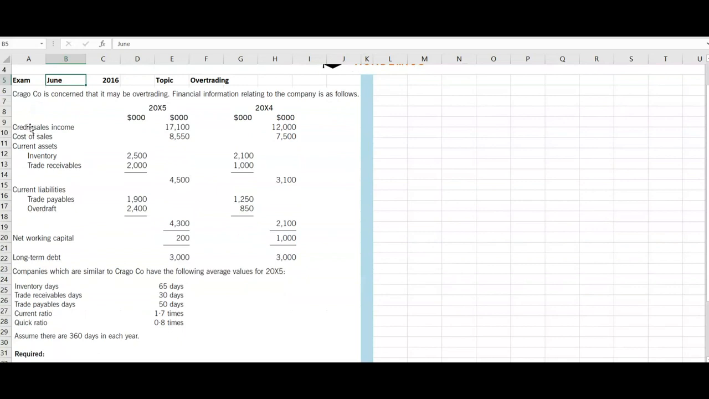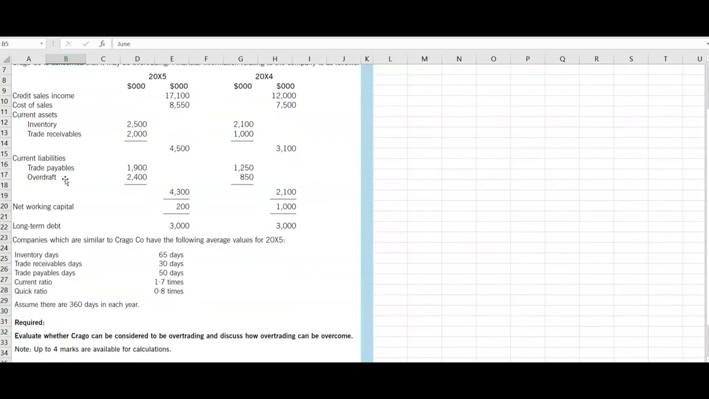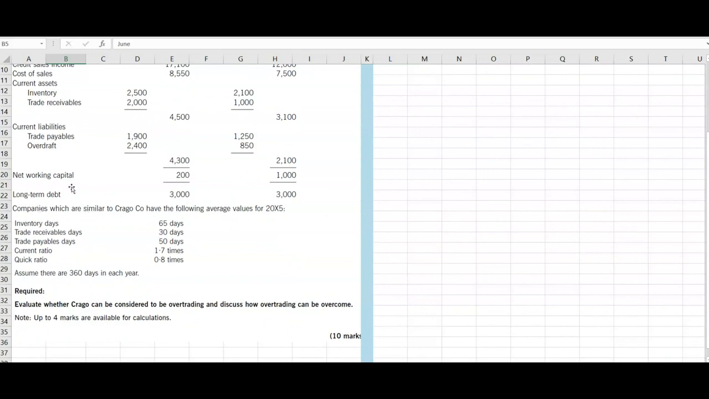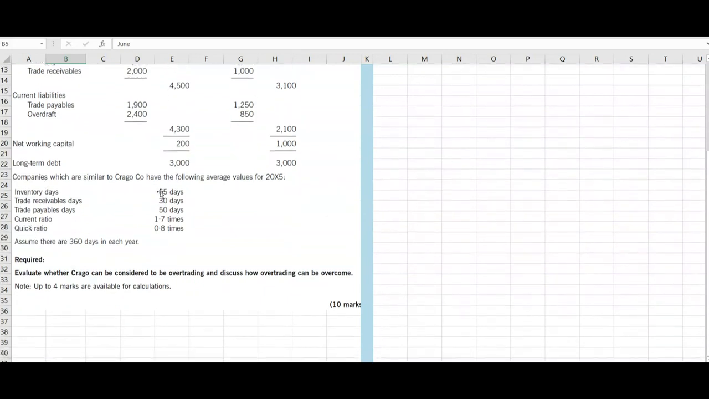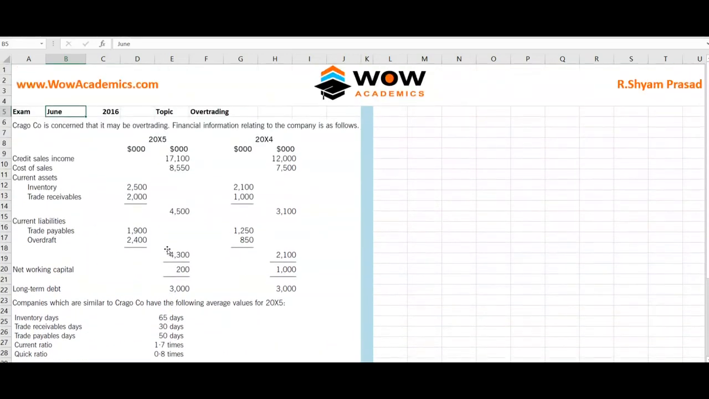So you have all the numbers: credit sales income, cost of sales, inventory, trade receivables, trade payable, overdraft, net working capital, long-term debt, and they have given you some days numbers and ratios also. But these ratios are companies which are similar to Cargo have the following average values for 2005. These are average values of competitors, and assume there are 360 days in a year. So they have given you all the information here. Our job is to find out the relevant ratios which are required.